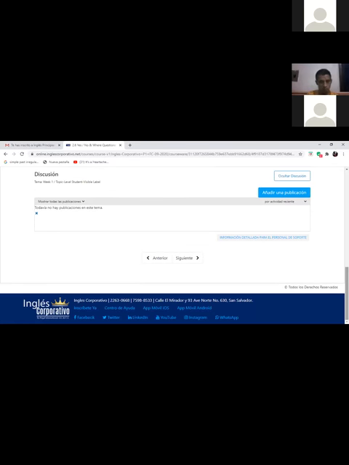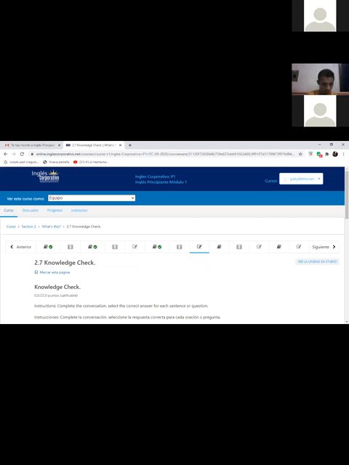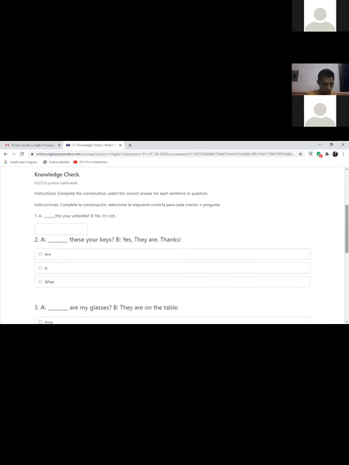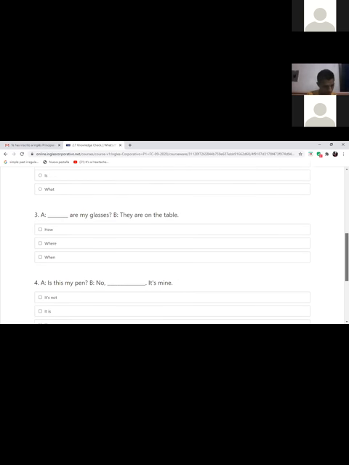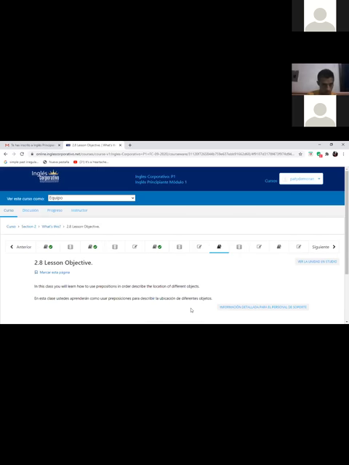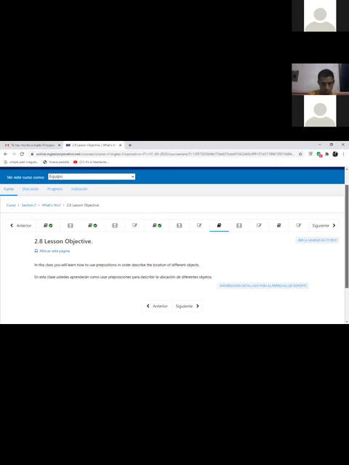Then we will go to the 2.7 lesson objective. In this case, you need to manage the correct form of verb to be, right? At the beginning of the sentence. And remember that if you have any difficulty, you can write to me in the WhatsApp group and I can help you, okay? Or even you can help each other.